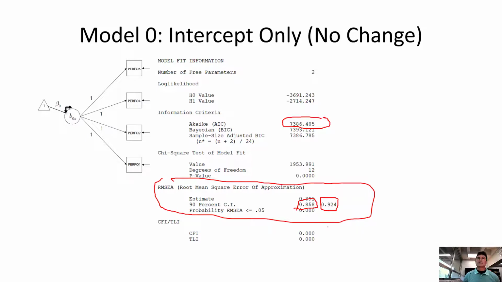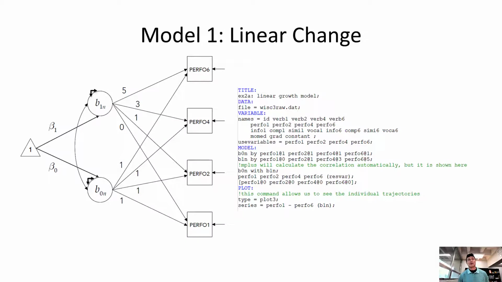We can look at it for this model here, the CFI, TLI. Again, we said the closer to 1, the better. That's not really close to 1. That's a bad fitting model. So our first model, we're kind of successful. This is what we'd expect. If we say there's no change, we're not seeing very good fit with this model. So we're going to go on to another model where we're going to say there's linear change, straight line change.